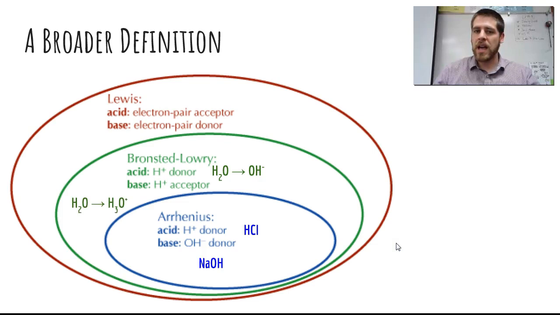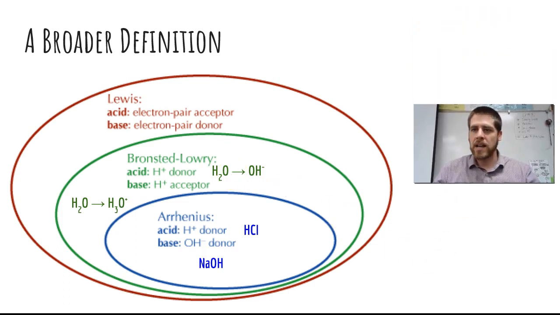And so water can act as a Bronsted-Lowry base or an acid, depending on what it's with. If it's gaining an H, going from H2O to H3O plus, it would be a base, and then the H3O plus would be your conjugate acid. Whereas if it's an acid, if it's giving off the H, it goes to OH minus. So the OH minus becomes the conjugate base.